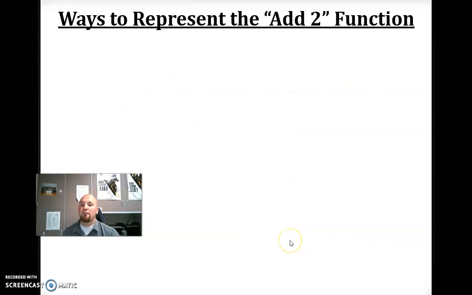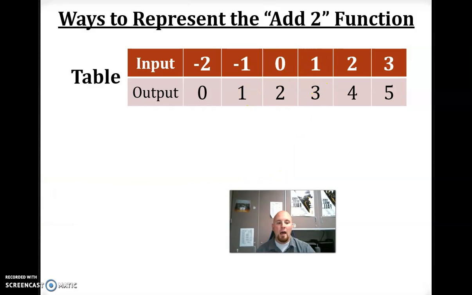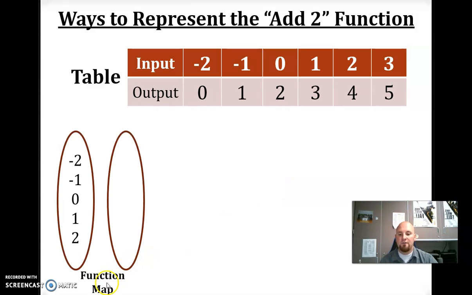Now, there are 4 ways to represent a function. We show that with the table, where we have our inputs and our outputs, and we write them side by side so we know which ones line up. Like negative 2 to 0, negative 1 to 1, 0 to 2, and so on and so forth. Another way of representing a function is called a function map. A map draws arrows. So if I plugged in a negative 2, it gives me out a 0. A negative 1 gives me out a 1. A 0 gives me out a 2.